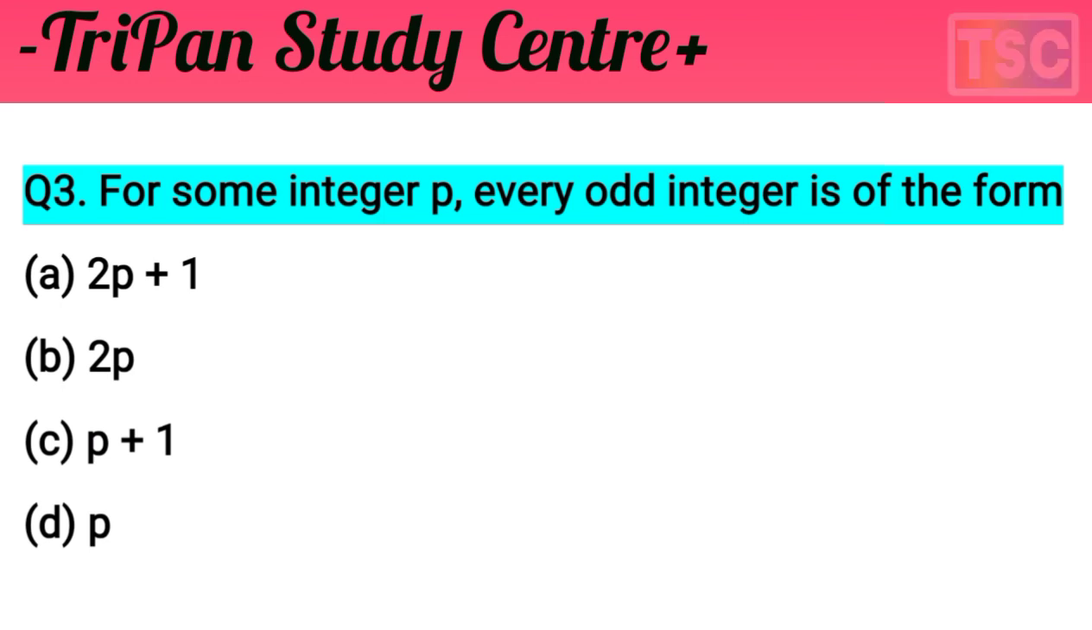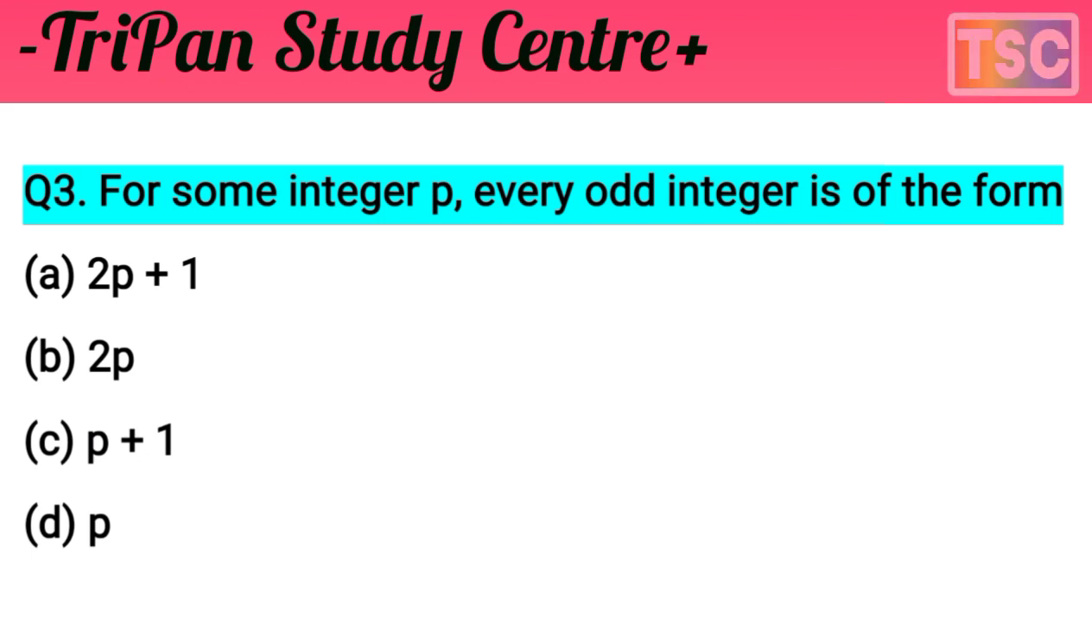First of all, check your knowledge. I give you a few seconds. You must have a thought of your answer. Let's see what the answer to this question is. The question is direct and important for the MCQ: for some integer p, every odd integer is of the form? Question is clear.